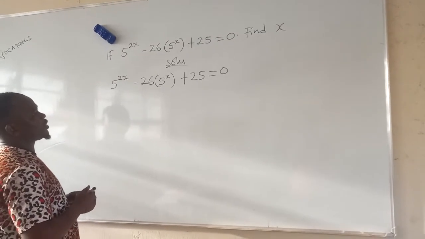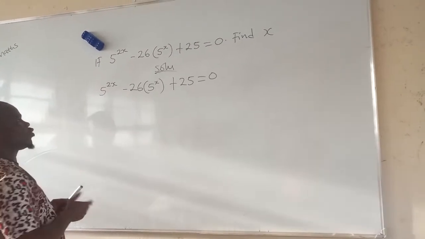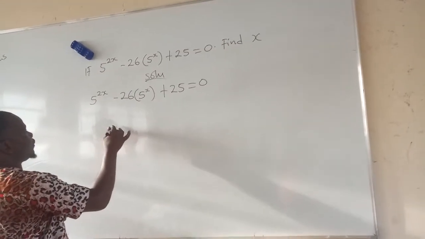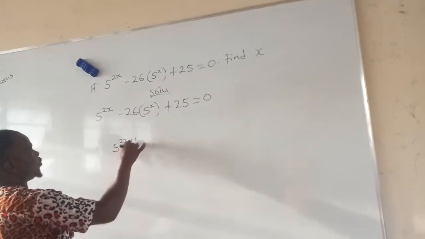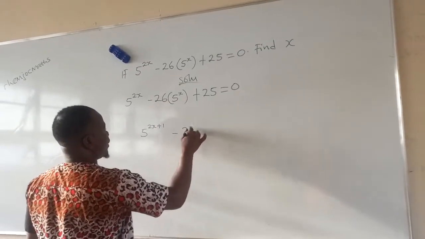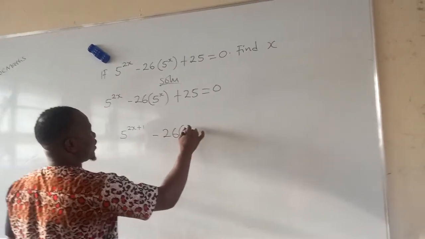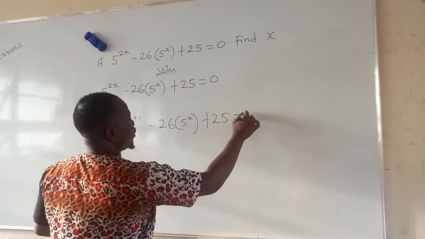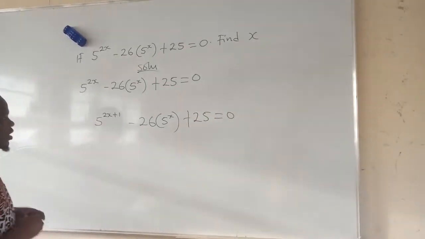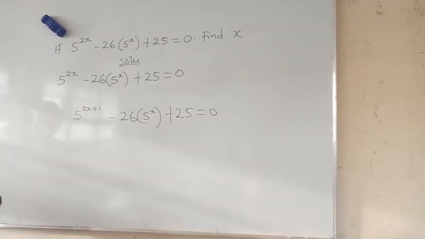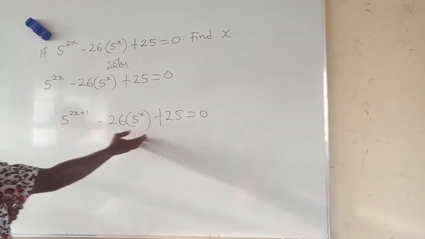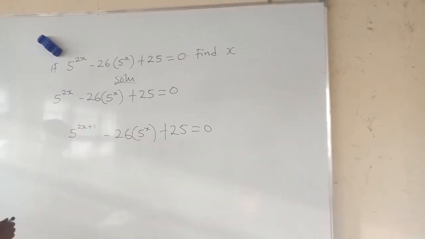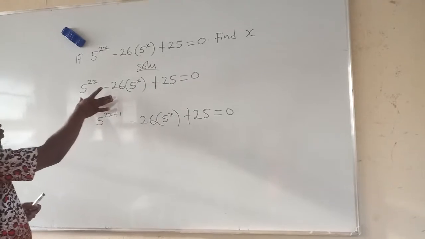Sometimes you might not even see it this way. Sometimes you will see problems of this form: 5 raised to the power of 2x plus 1 minus 26 all in brackets 5 raised to the power x plus 25 equals 0. It's the same approach, but if you come across something like this, I know some of you will be confused because of the plus 1. But let us look at this one first.